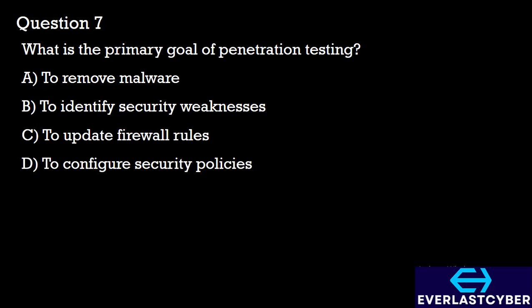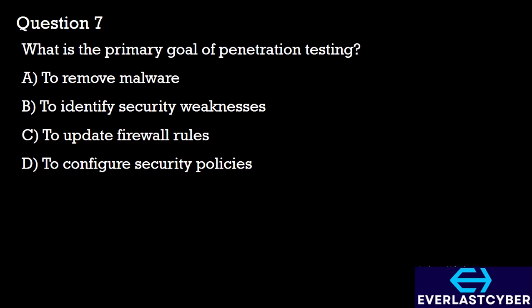Question 7. What is the primary goal of penetration testing? A. To remove malware. B. To identify security weaknesses. C. To update firewall rules. D. To configure security policies. Penetration testing does not remove malware. It focuses on finding vulnerabilities in a network or in a system.